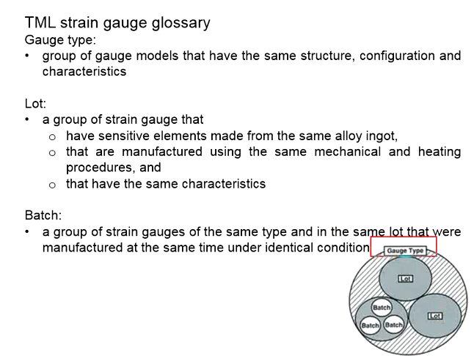When we talk about the gauge type, we are talking about a type of strain gauge covering a broader context. This gauge type will determine the applications of the strain gauge. Now the lot here is a subset of the gauge type. This one is more referring to the specifications of the strain gauge: what type of sensitive element is being used, how it is produced, and what are the characteristics of the strain gauge.